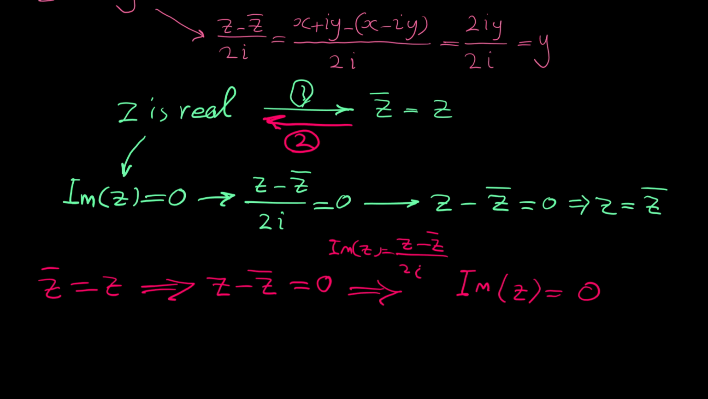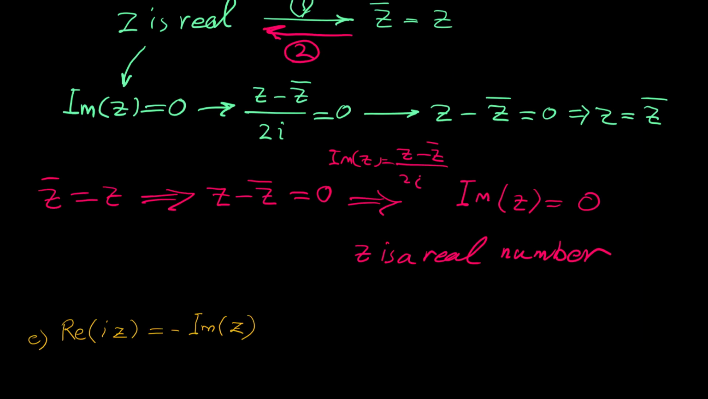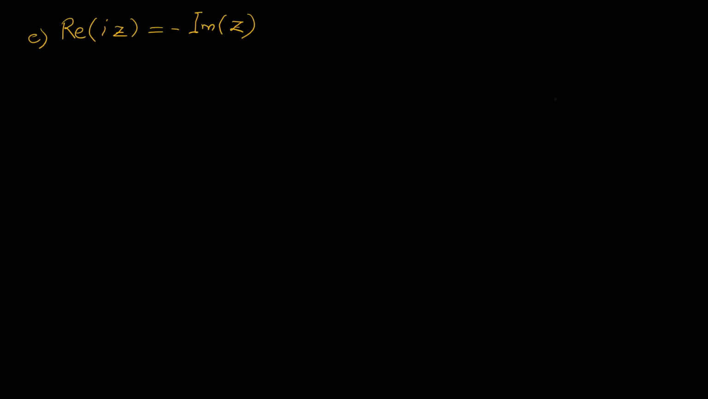Imaginary part of a complex number is 0. What is the meaning of this? This means that number z is a real number because its imaginary part is 0. And this proves the other side of the statement. Let's continue to the next part.